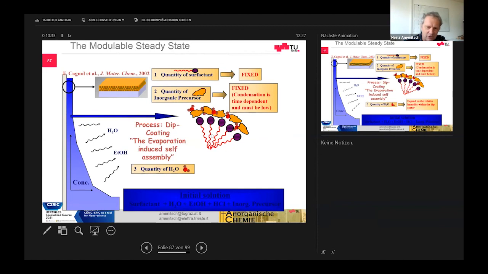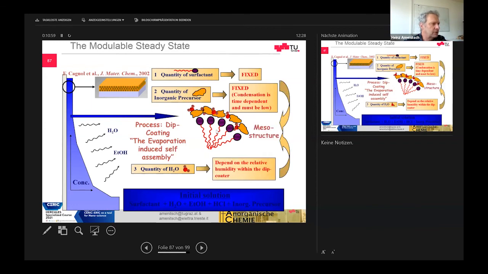So just by controlling the water, by letting water evaporate or absorb by controlling the external humidity, you can change exactly the final mesophase you form during the reaction. And this is something I think quite important. You learn exactly from these in situ experiments.